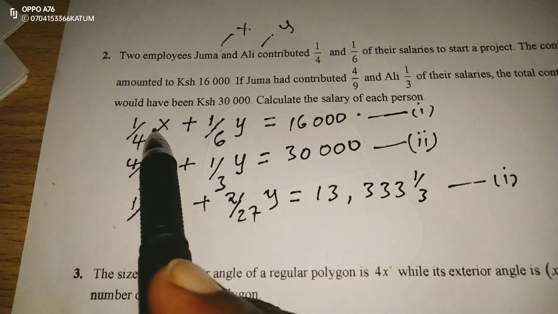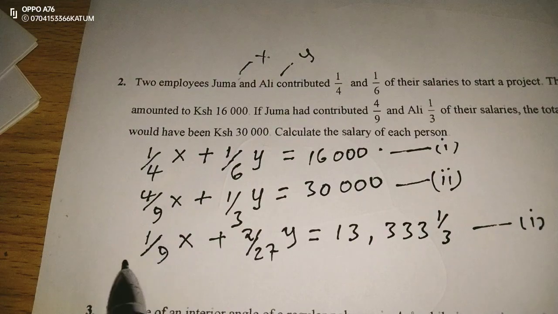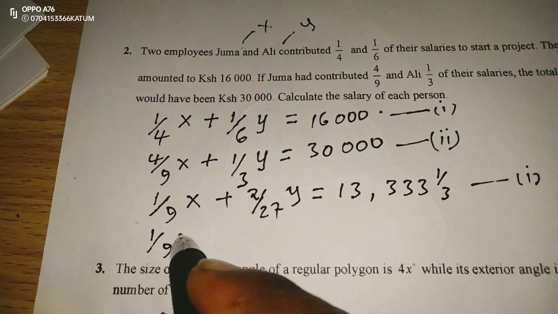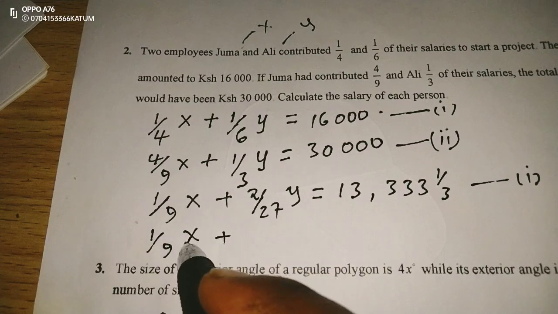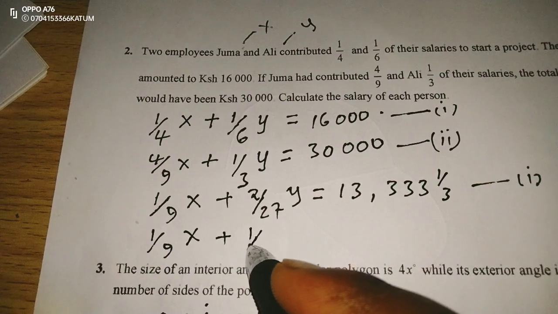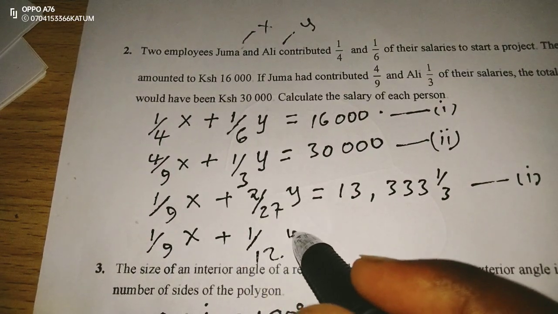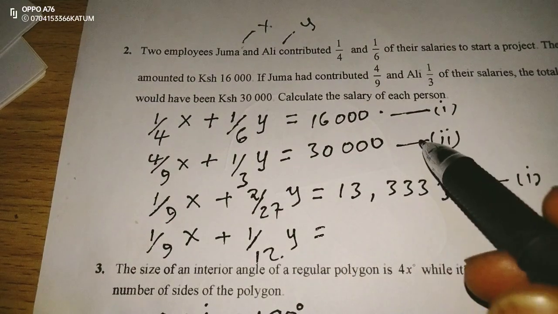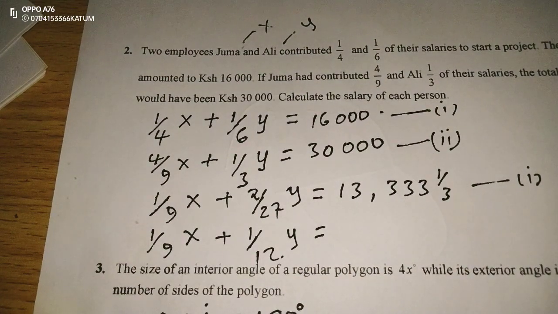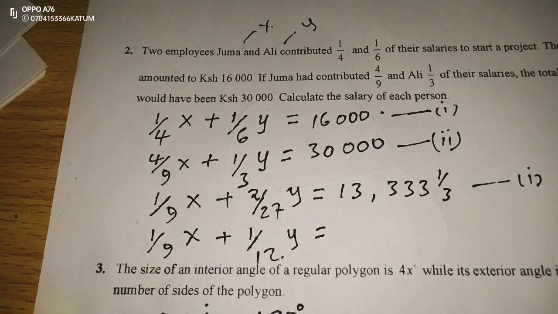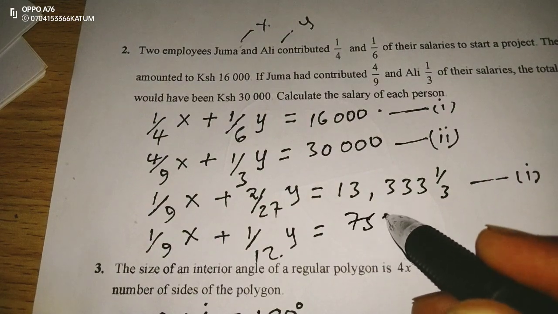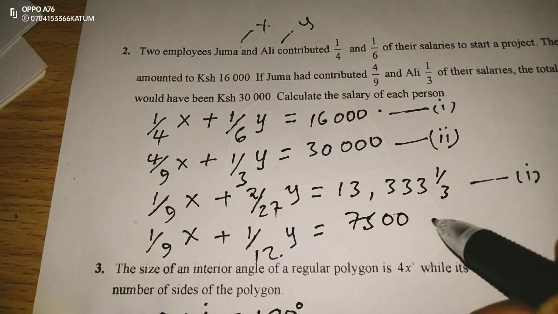Equation 2 will be multiplied by the coefficient of X in the first, which is a quarter. Therefore, everything by a quarter becomes a ninth X plus, when we multiply by a quarter, 1 out of 12 Y. This equals 30,000 by a quarter, which will be 7500.